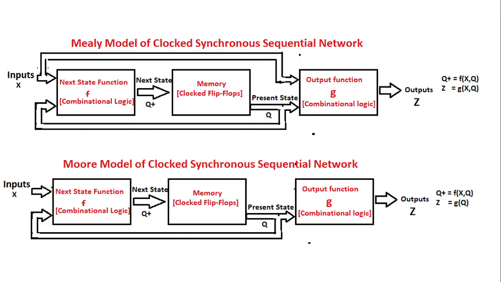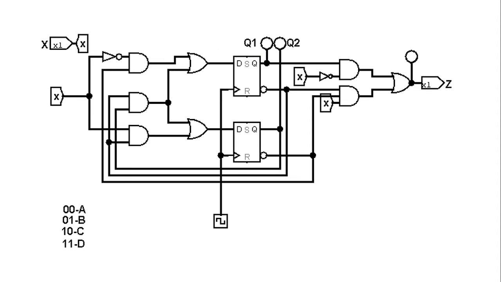So let's understand and analyze the given synchronous sequential networks and observe the outputs with reference to the inputs. Let's take one circuit diagram and see the analysis of the clocked synchronous sequential network. So this is a clocked synchronous sequential network. Here two flip-flops are used. They are of the type called D flip-flops. And this is the combinational logic.